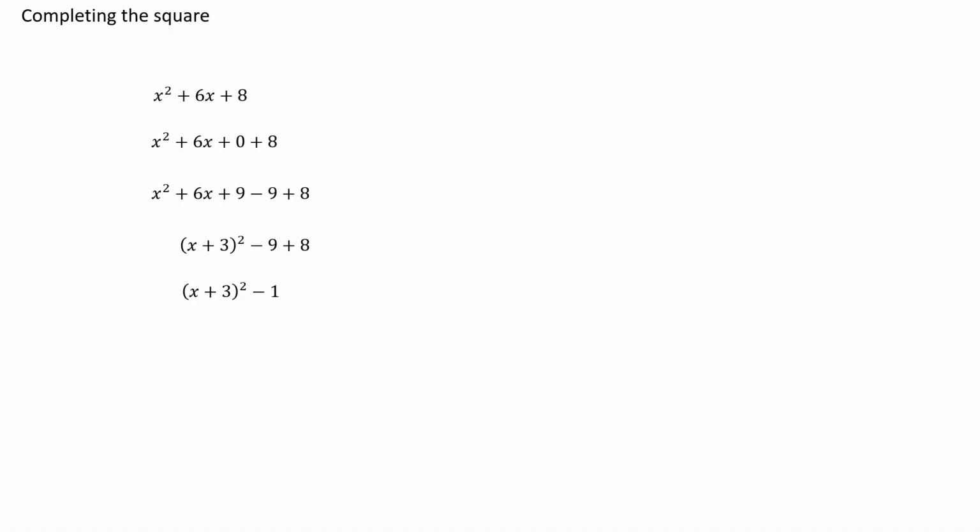Now the linear coefficient is most of the time either going to be 2, 4, 6, 8, or 10. And I've made a little table here of zeros you can use in each of those cases if you don't want to use the divide by 2 and square rule.